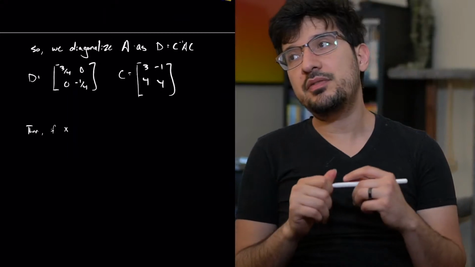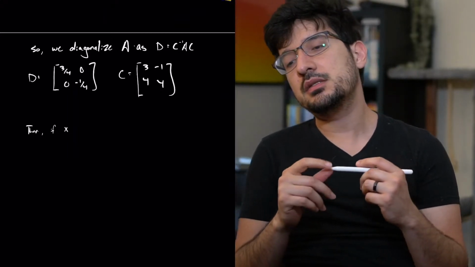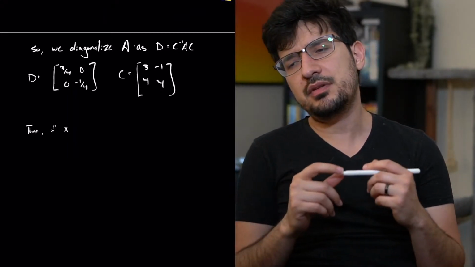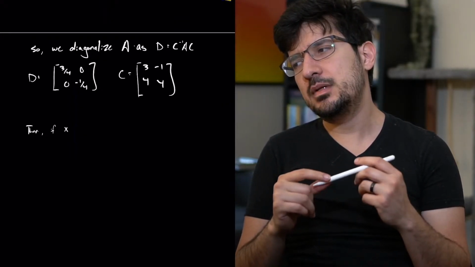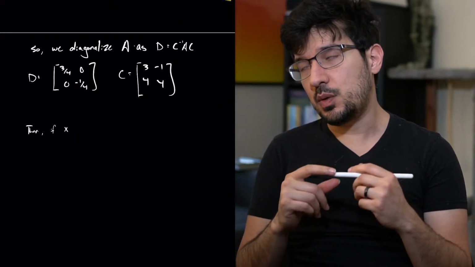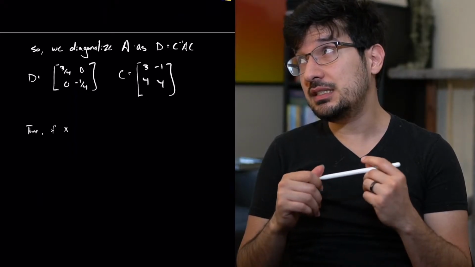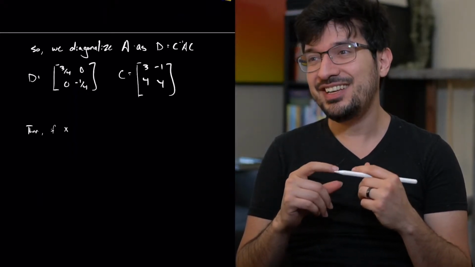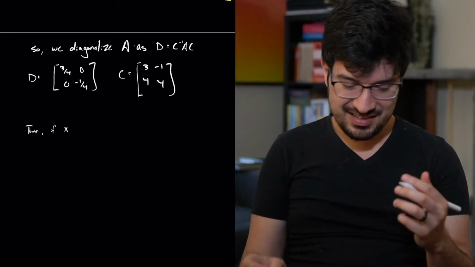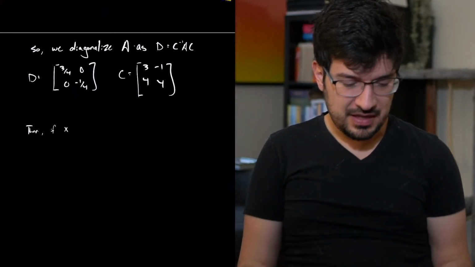So we found a basis for the eigenspace, or we found an eigenbasis. So we can coordinatize a vector.